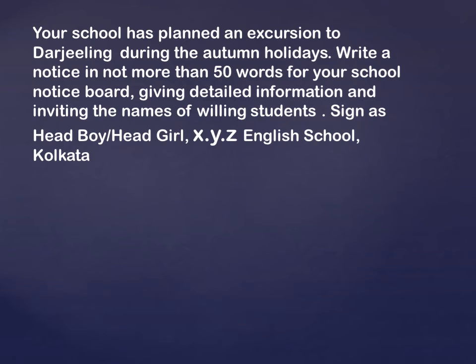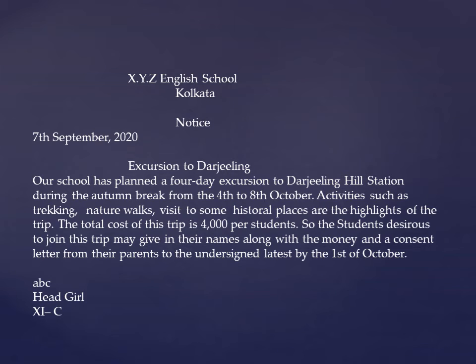Okay, so we are going to write the notice. So first thing is who is the authority of this notice. In this case your school is the authority, so you have to write the name of the school. Then next thing is notice, so that everyone can understand that it is a notice for them. Then after that you have to write the date on which you are going to publish. After that the name of the notice, that you can already take from the question. So that is the excursion to Darjeeling.